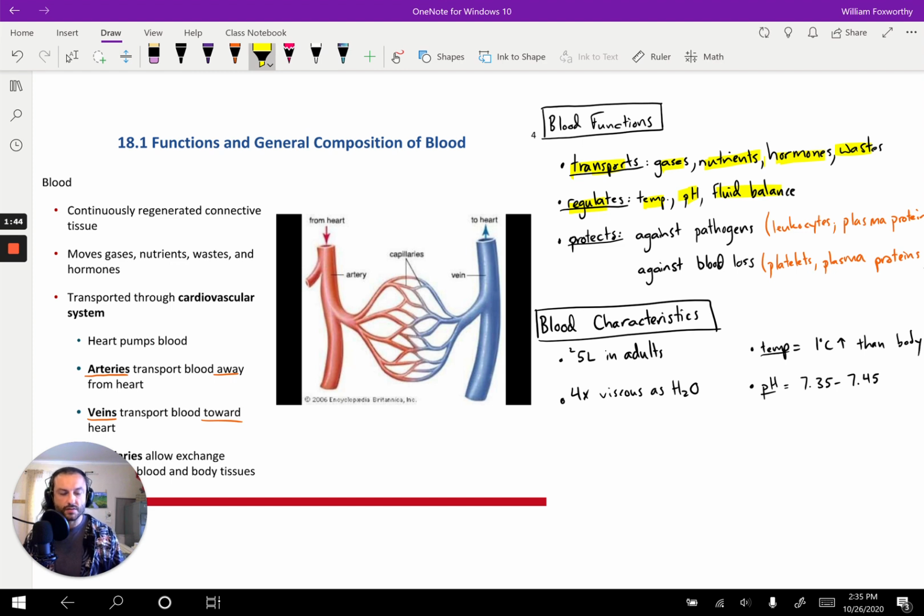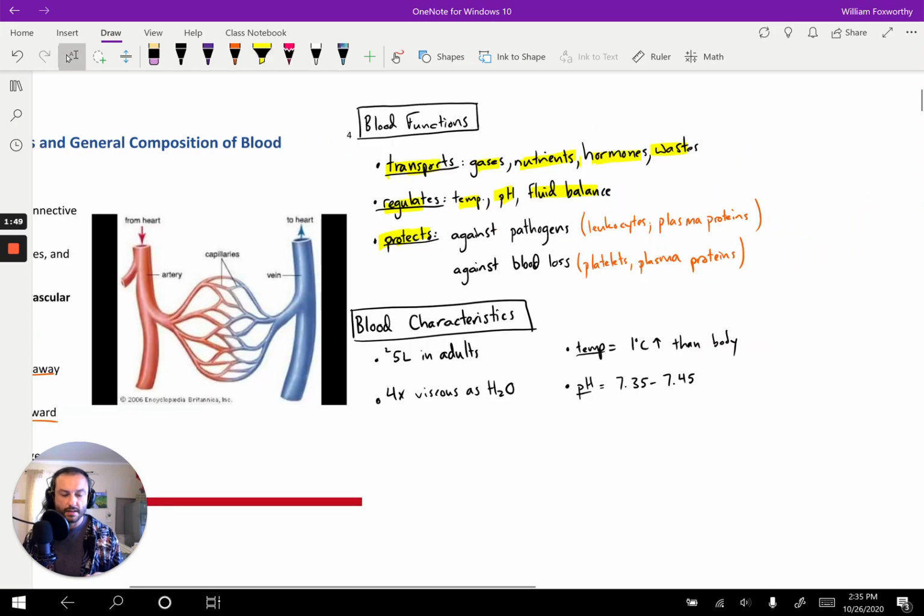And then we'll see that you have a number of things in your blood which offer protection against pathogens, and that includes your leukocytes or white blood cells, as well as a number of plasma proteins we'll be looking at in this section, as well as later on when we talk about the immune system. And blood also has a number of things that prevent blood loss, like we'll see platelets and then several plasma proteins as well.